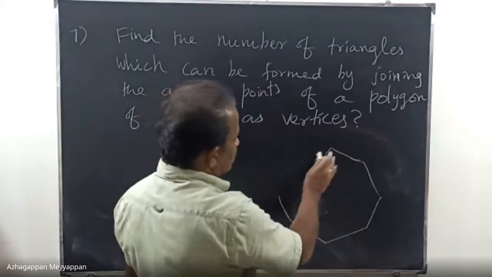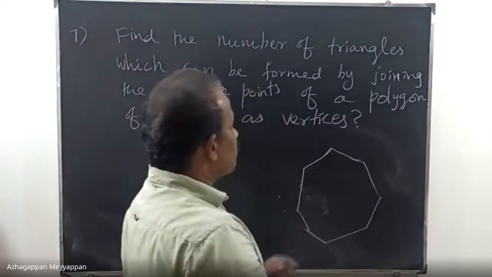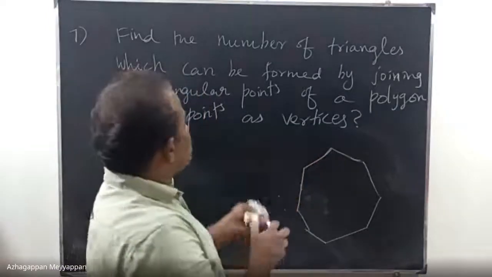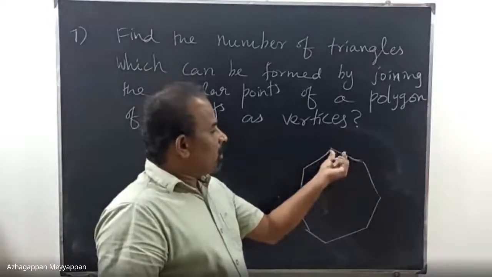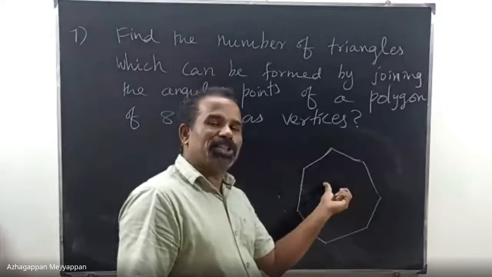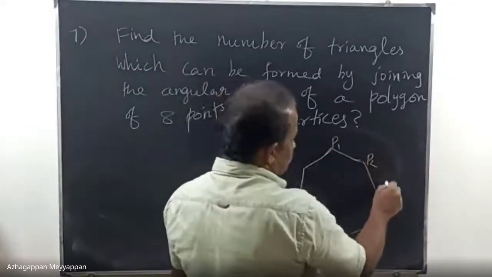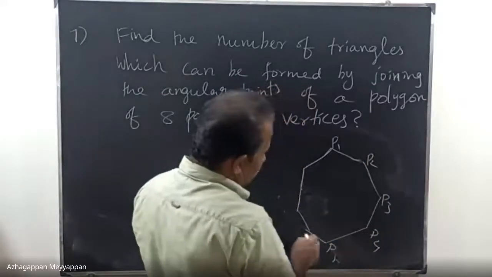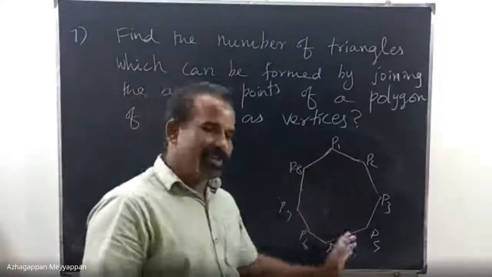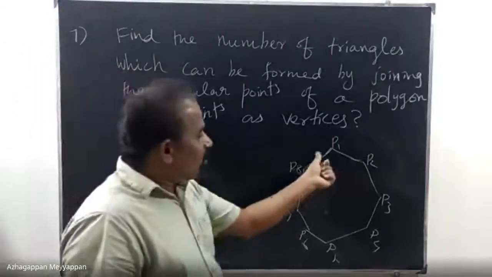So something like that. Polygon is nothing but, suppose the polygon with 8 points means octagon. Polygon with 5 points means pentagon. So there will be 8 points: P1, P2, P3, P4, P5, P6, P7, P8, something like that. All the sides are equal. Here you consider all the points as vertices.